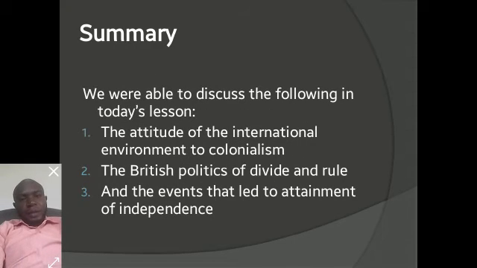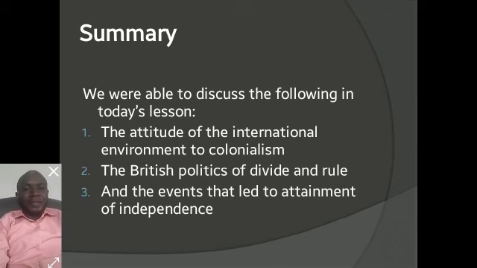In summary, we were able to discuss the following in today's lesson. We talked about the attitude of the international community towards colonialism, where we said the attitude of the international community had changed. They were no longer in support of colonialism. Therefore, they urged every colonial power to grant independence to their colonial territories. We also talked about the British politics of divide and rule that was perpetrated in Nigeria, in order to allow them to have a firm grip of the country's politics and other economic aspects.